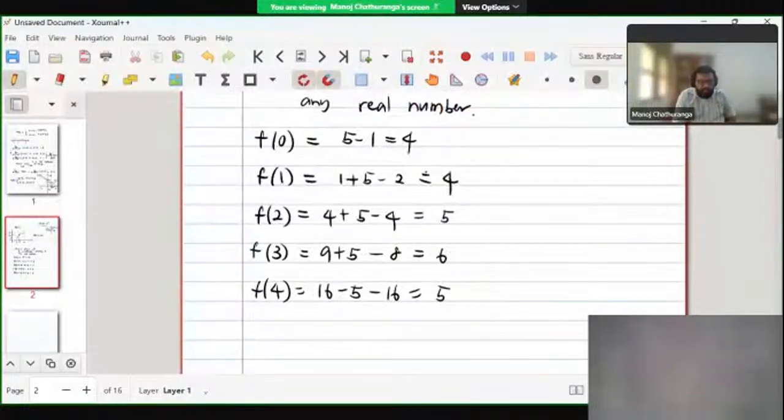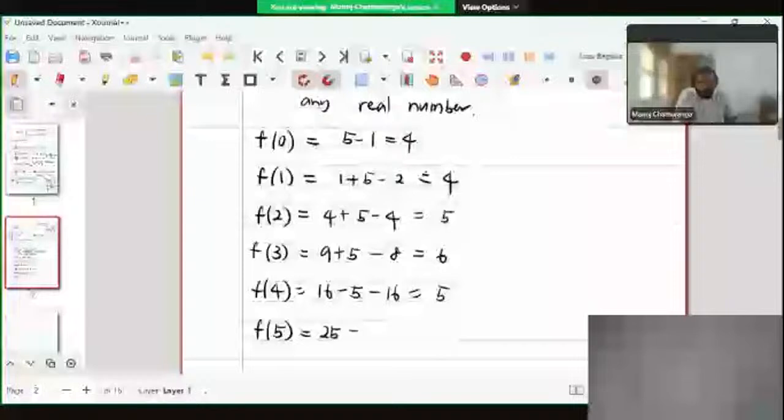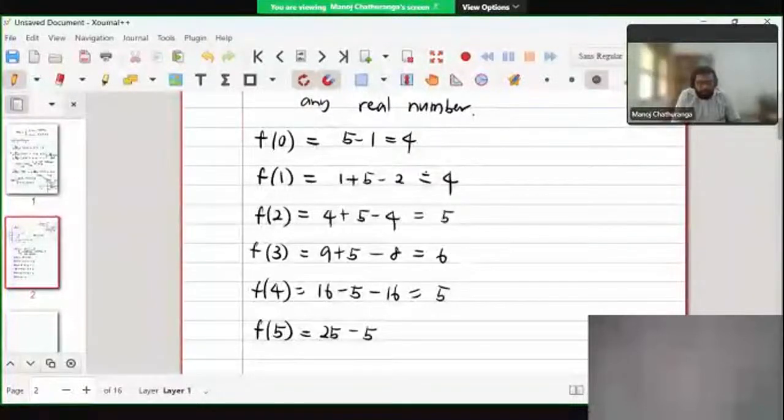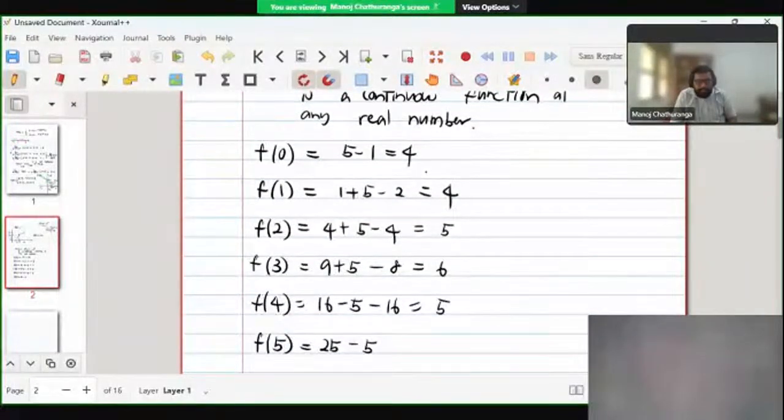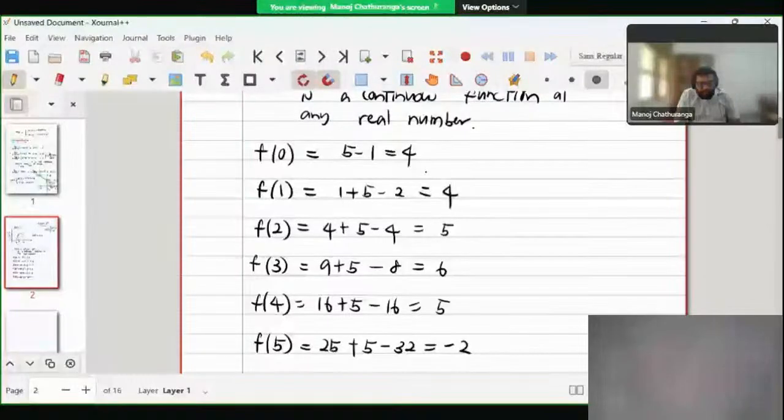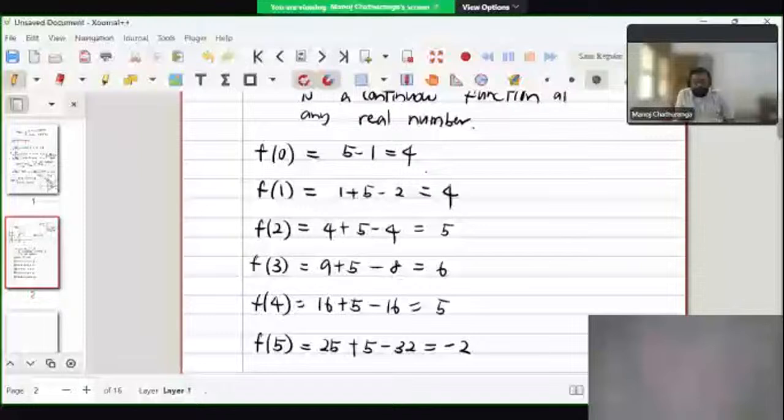Let's see again, f of 5. 25 plus 5 minus 32. Sorry, I made a mistake here, I think. Yeah, this is plus. So minus 2. Minus 2 here. Now, what does that mean?